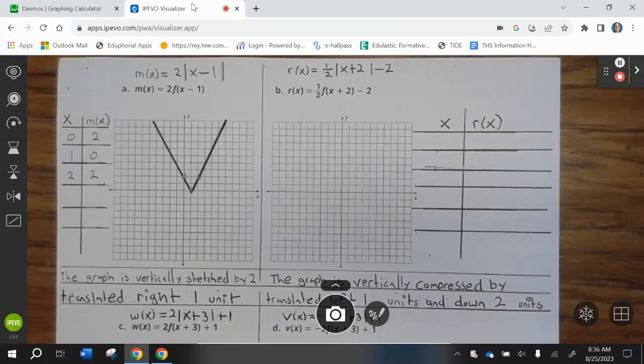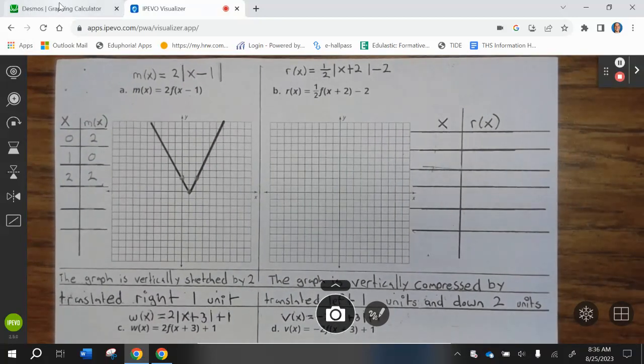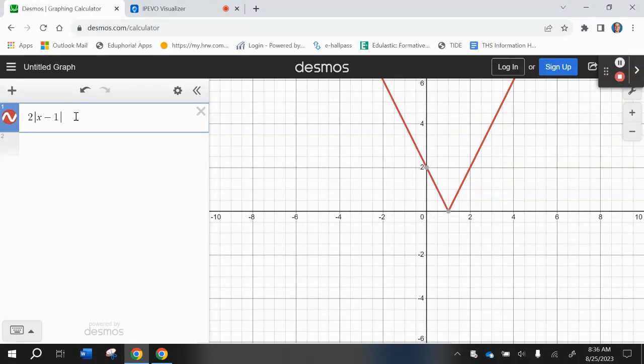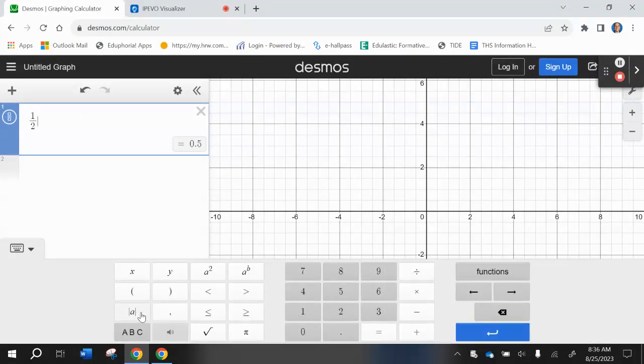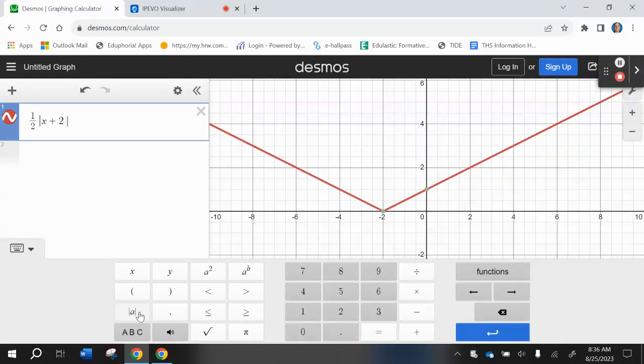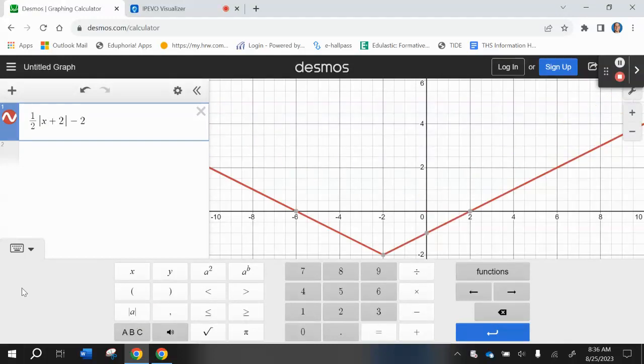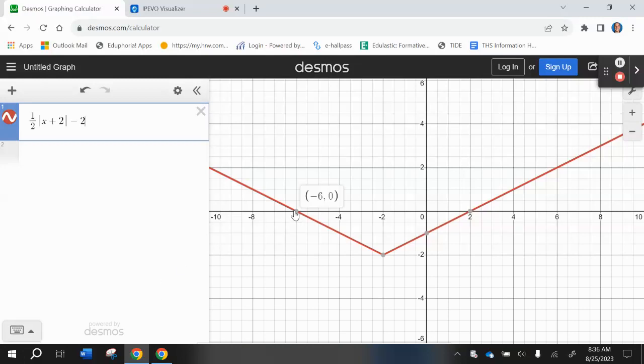B. To graph that, let's delete that. I'm going to do 1 divided by 2, click to the right, absolute value, x plus 2, minus 2. Okay, and let's look at some points. That looks good. (-6, 0), (-2, -2), and (2, 0).